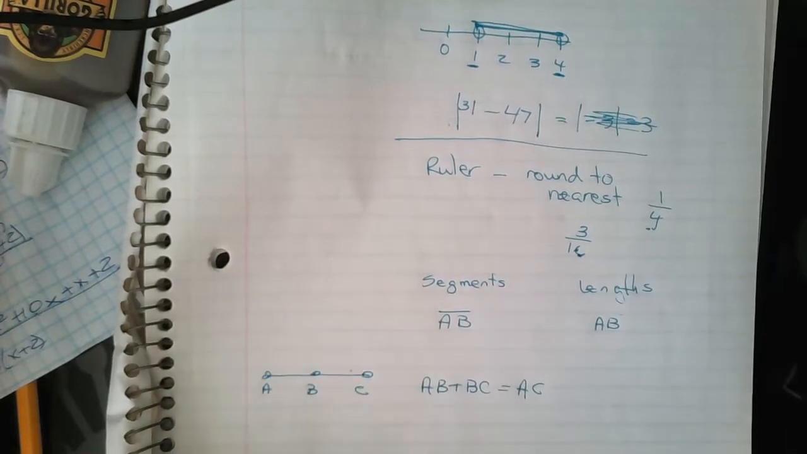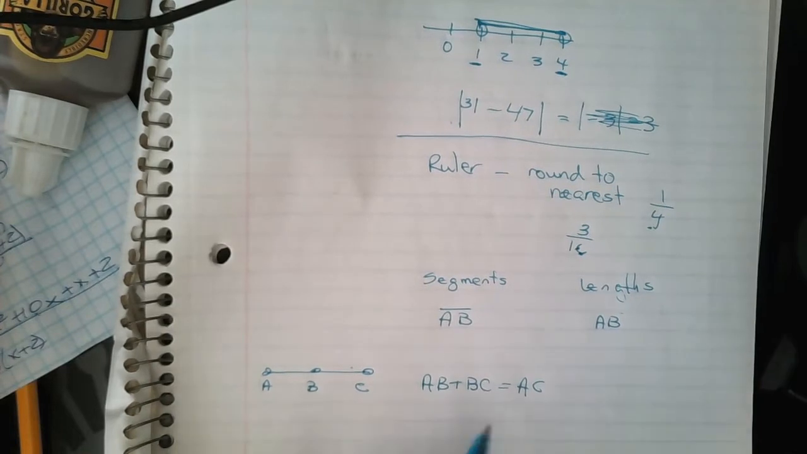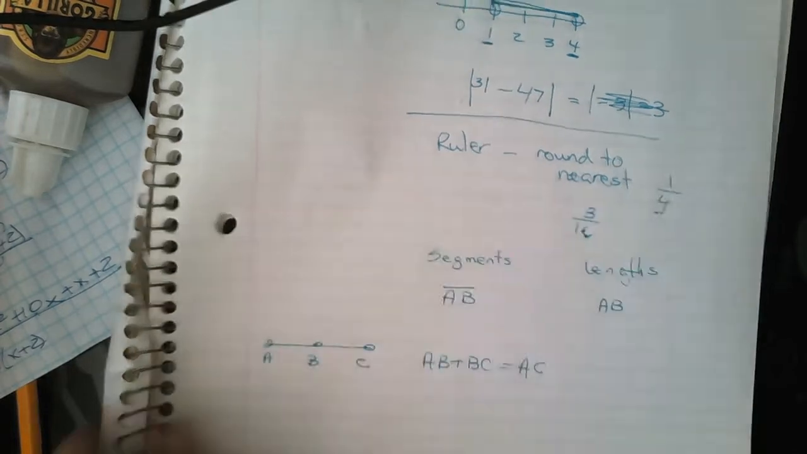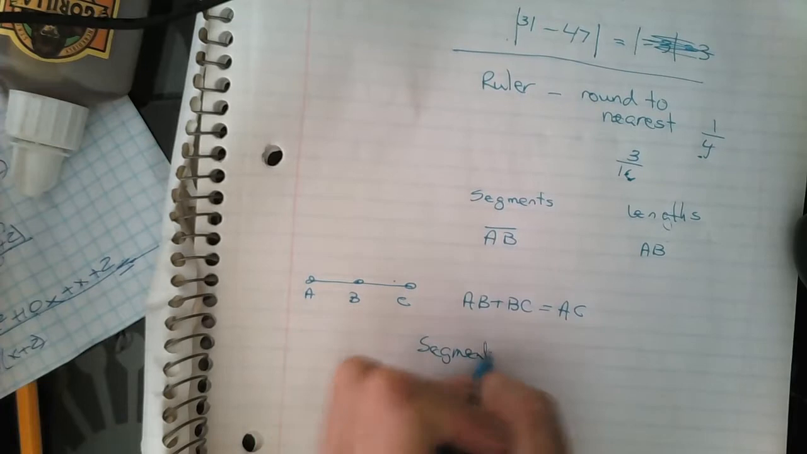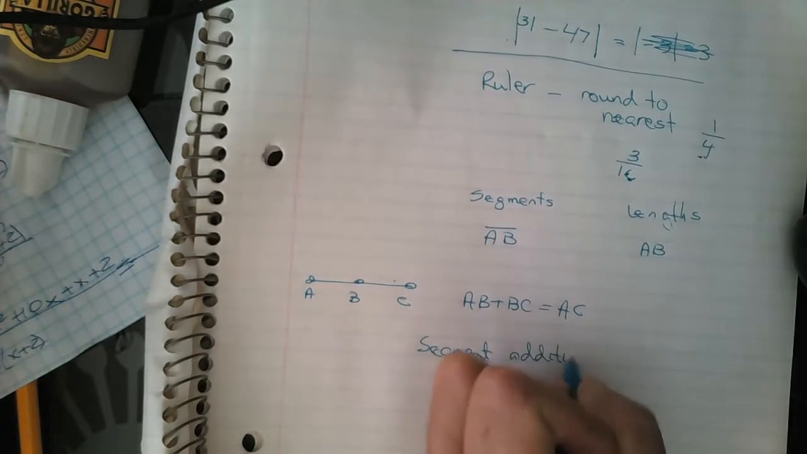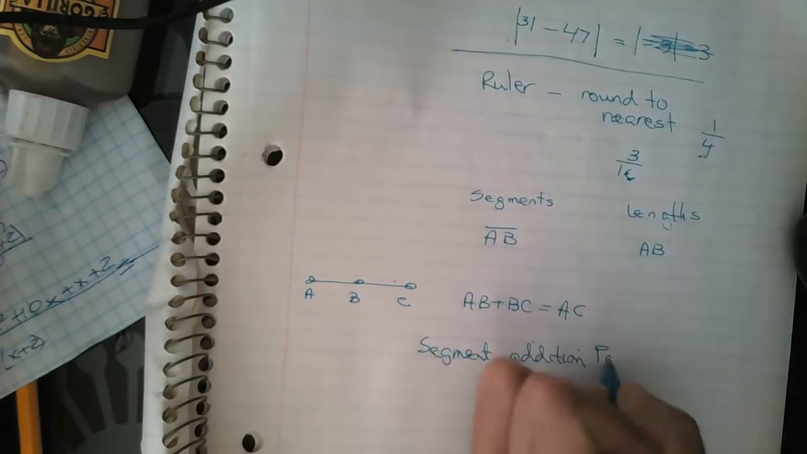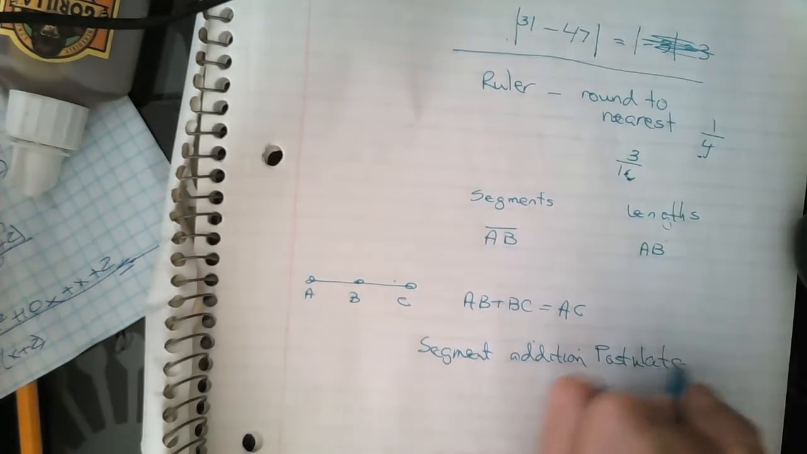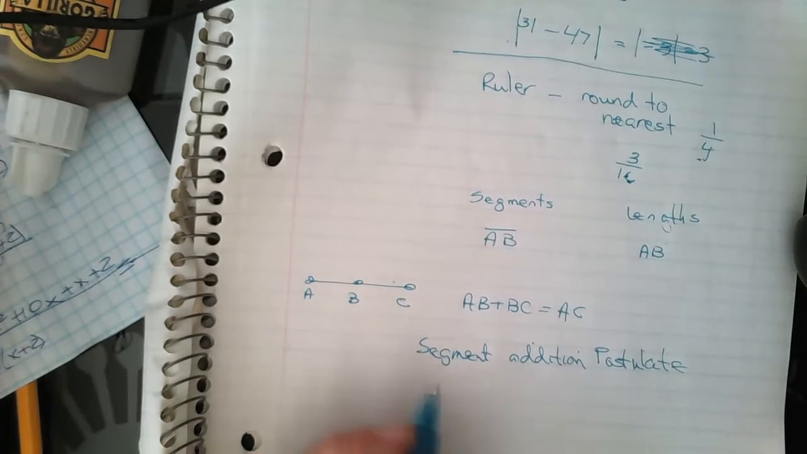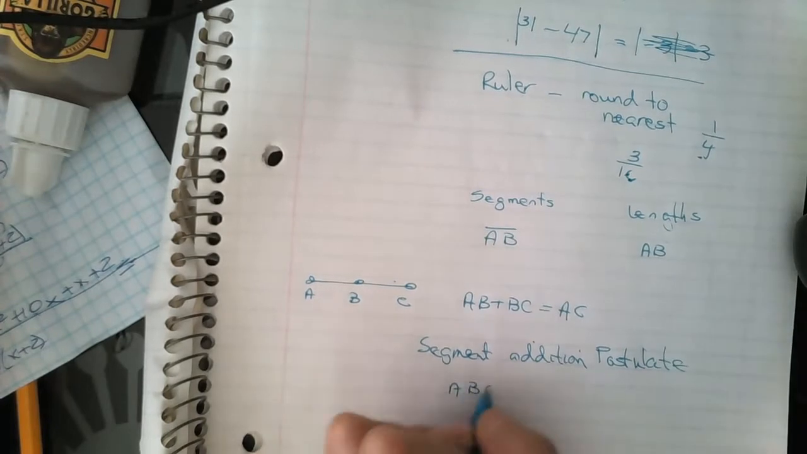What else gets covered here? This brings us up to what's called the segment addition postulate. Again, it's a postulate. We can't prove it. And it says that if A, B, and C are collinear, there should be 2 L's in there, if they're collinear, if they're in a line, then AB plus BC is going to equal AC. And it kind of makes sense to us.